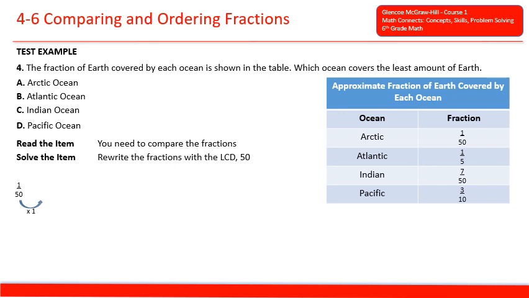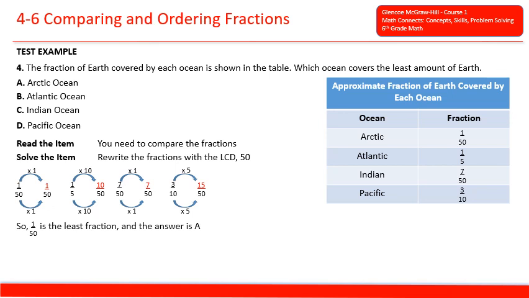So we have 1/50th. 1 times 50 is 50, and then 1 times 1 in the numerator. And 1/5. 5 times 10 gives us a denominator of 50. 1 times 10 gives us a numerator of 10. We have another one with a denominator of 50 already, so we'll just multiply that by 1, and we end up with the same fraction of 7/50ths. And then we have 3/10. 10 times 5 gives us a denominator of 50. 3 times 5 gives us a numerator of 15. So 1/50th is the least fraction, and the answer is A.